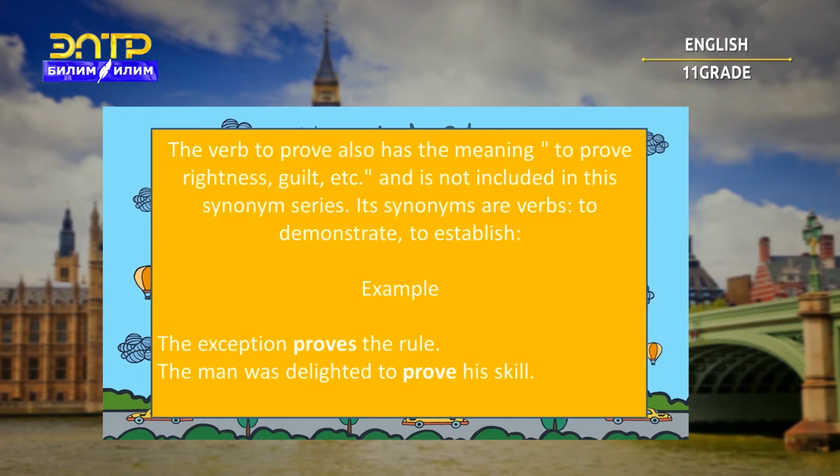The verb to prove also has the meaning to prove rightness, guilt, etc., and is not included in this synonym series. Its synonyms are verbs to demonstrate, to establish. Example: the exception proves the rule. The man was delighted to prove his skill.